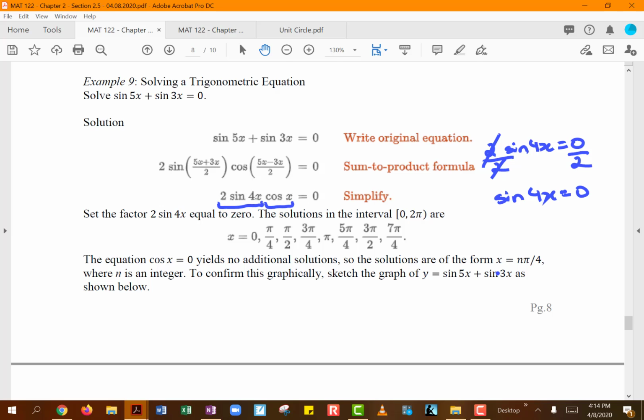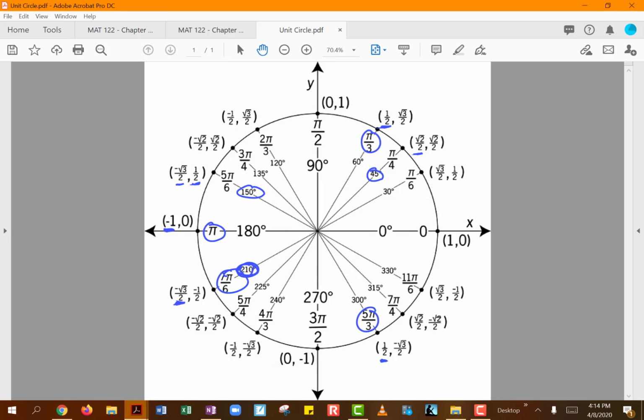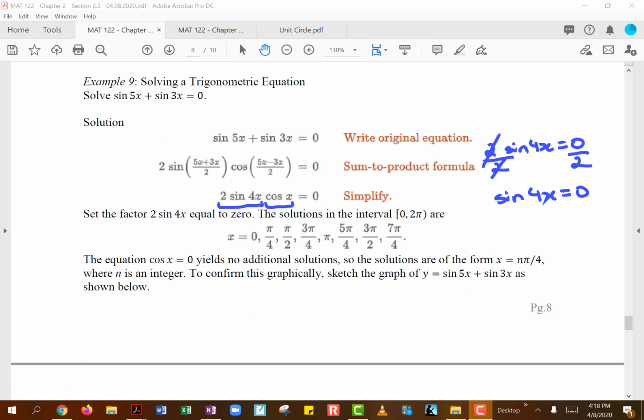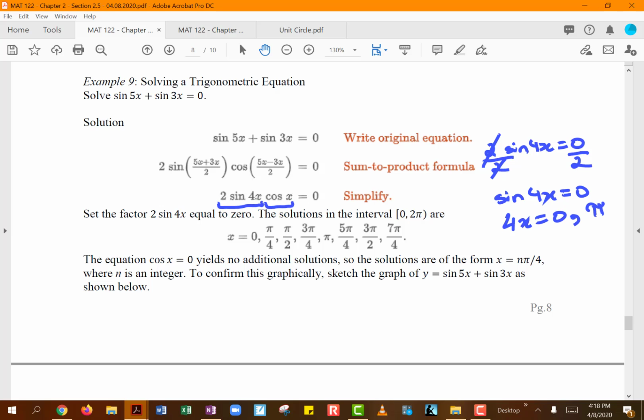And sine is 0 at, well, angle 0. And sine is of course also 0 at pi. So those are the two locations where your sine function is going to be 0 at. Okay, so we will say then 4x is going to be at 0 and pi. And if we divide both sides by 4, you will of course end up getting x equals 0 and x equals pi over 4.